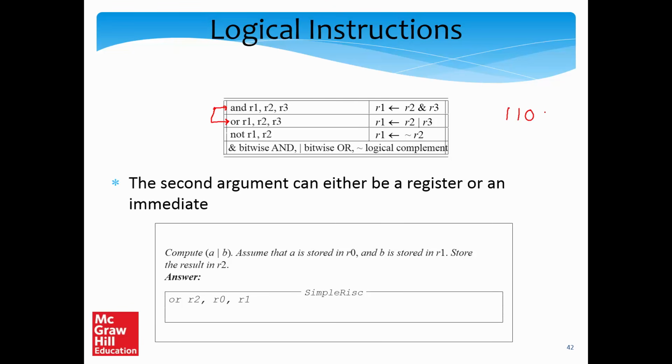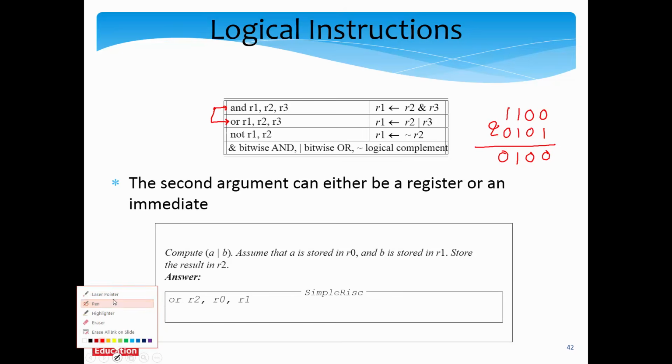So let's say 1100 bitwise ANDed with 0101. So 1 and 0 is 0, 0 and 0 is 0, 1 and 1 is 1, 0 and 1 is 0. Similarly, we have bitwise OR, which can do R2 equals R3 OR something, and so we have a bitwise OR over here, which is exactly the same, but we replace the AND sign by an OR sign.